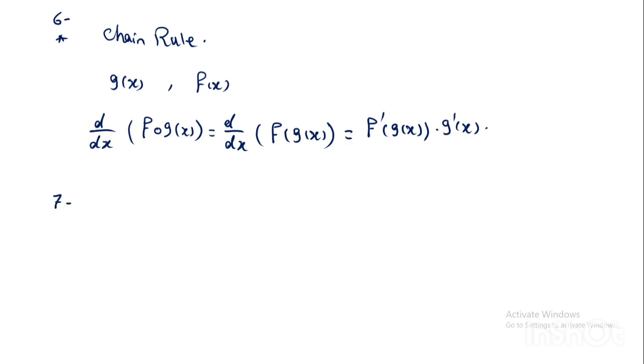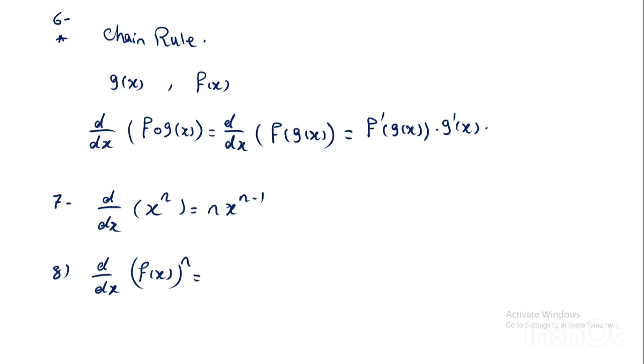Number 7 is the power rule, and this is a very familiar one. It's very common. So the derivative of x power n is equal to n x power n minus 1. Number 8 is sometimes useful. We have the derivative of f of x all power n. So it's just from number 7, with the power rule and the chain rule, we have n f of x all power n minus 1, and we have f derivative of x because of the chain rule.